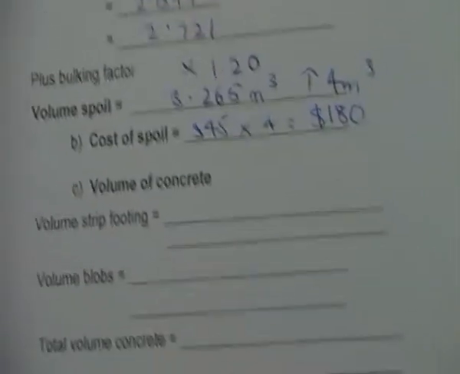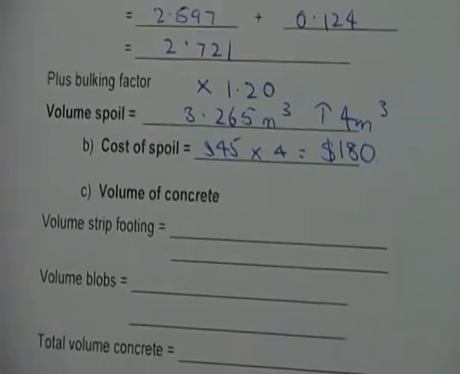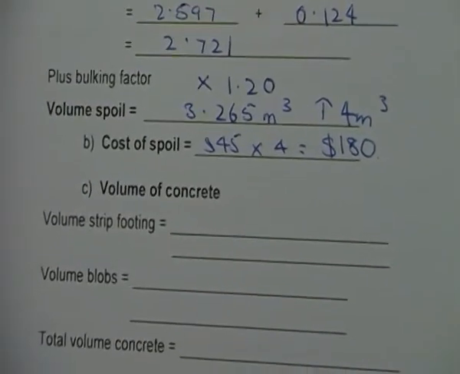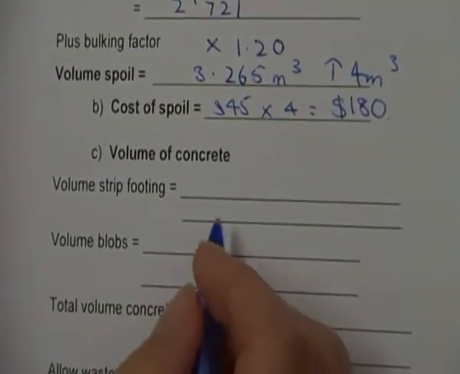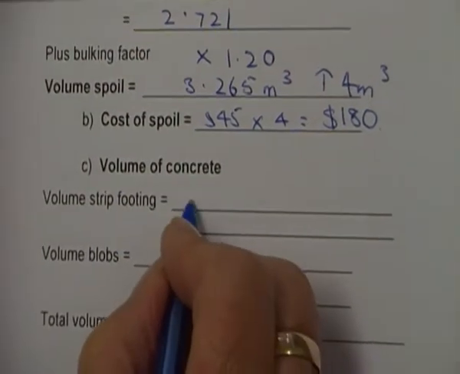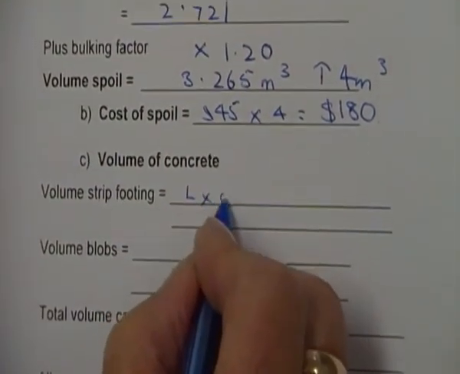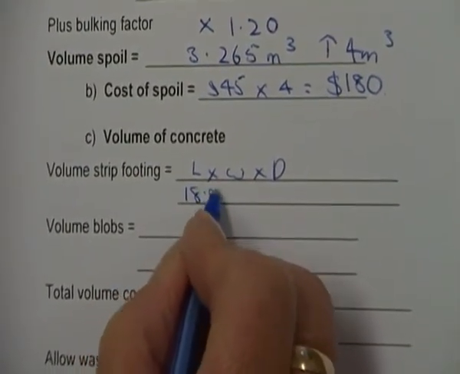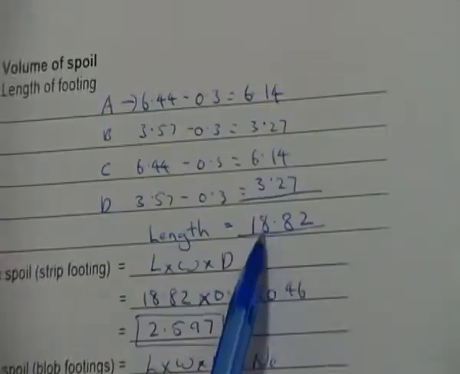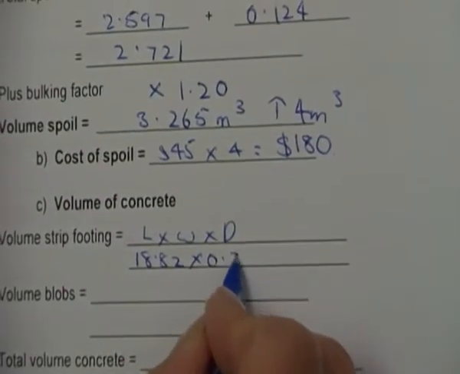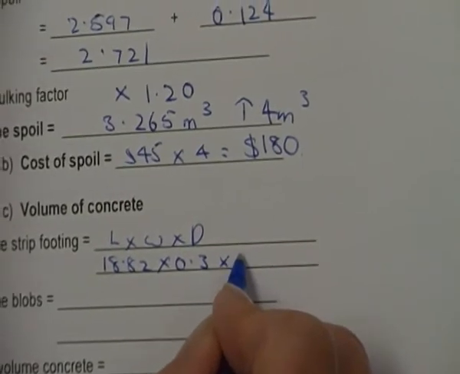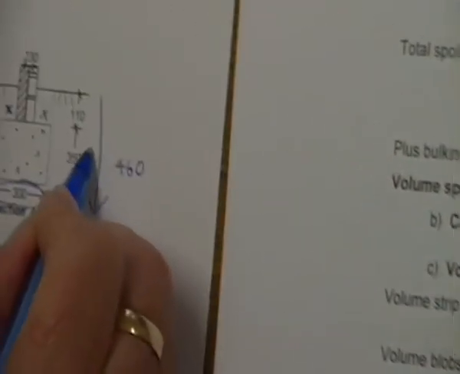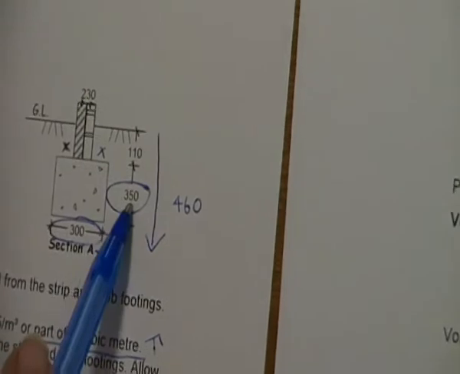Okay, now we have to do the concrete. We've got our figures pretty well established, so this part's easier. So we've got the volume is just length times width times depth. So our length is 18.82 for our strip footing. We got it up there. Our width stays the same, 0.3. Now this is where our depth is different. It's only 350. We have to go and use our drawings, 0.35.